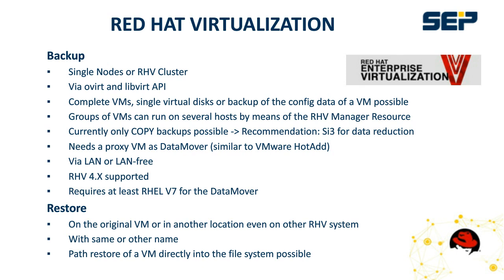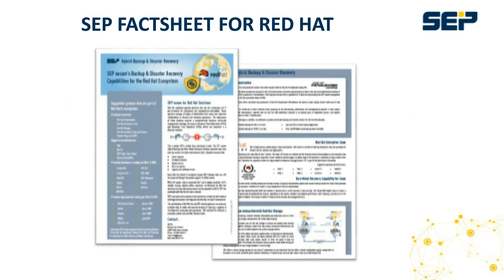We have two important papers for you to help you to get the first contact with our support for Red Hat solutions. The first one is our so-called SEP fact sheet for Red Hat. It's just a 2-pager. This gives you the first impression about how we support it, what we support, and you will get the link for the download afterwards.